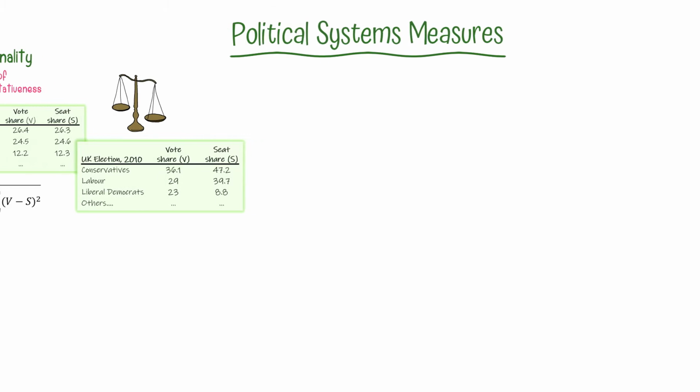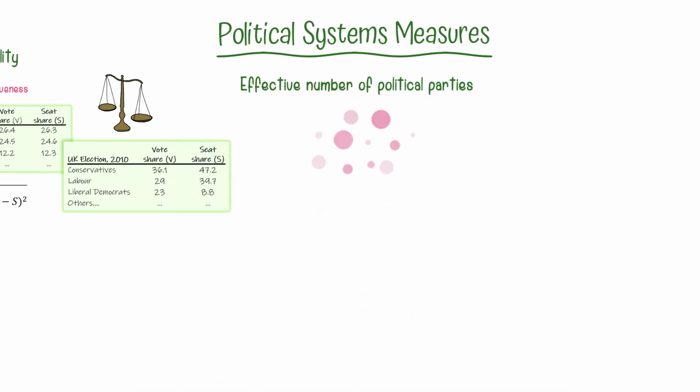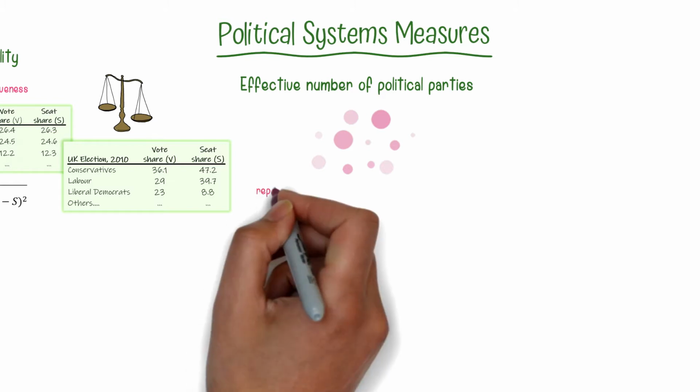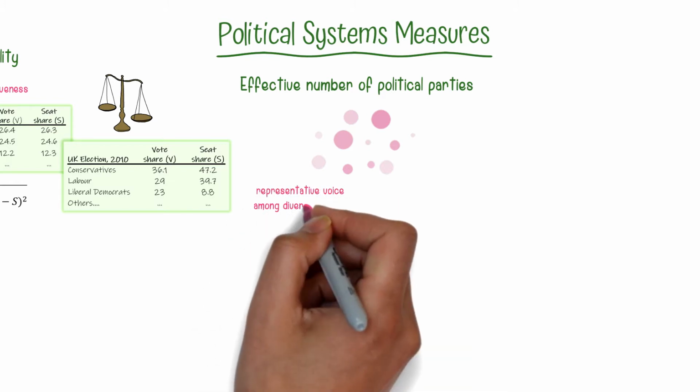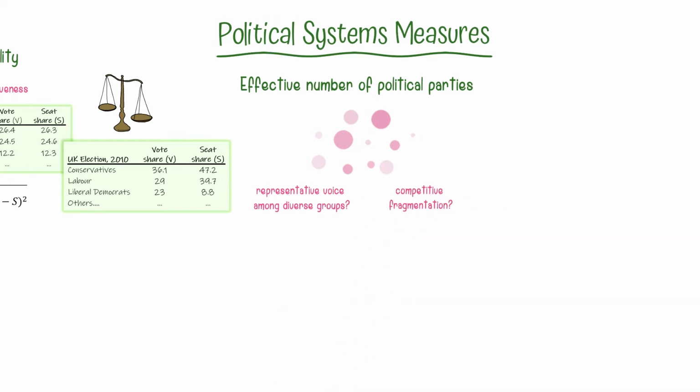The second commonly used measure is the effective number of political parties within a country's political system. This adjusts the actual number of parties to account for the relative strength of each party. This measure has two interpretations. More parties means more diverse groups have representative voice, or more parties means greater competitive fragmentation.